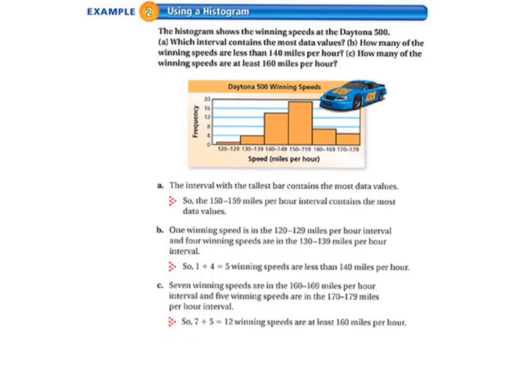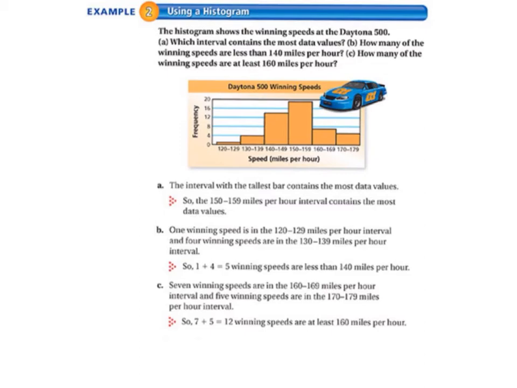Moving on to page 357, example 2, using a histogram. The histogram shows the winning speeds at the Daytona 500. A, which interval contains the most data values? B, how many of the winning speeds are less than 140 miles per hour? And C, how many of the winning speeds are at least 160 miles per hour?